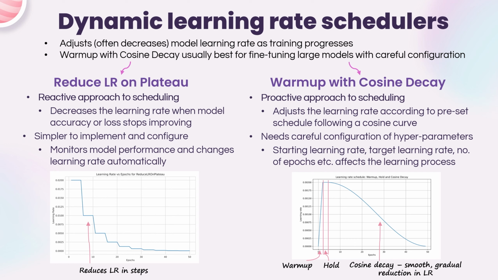It just steps down the learning rate quite quickly, in steps. And then for one with cosine decay, it takes a more proactive approach. So you need to plan it out in advance. And if you plan it in advance, you'll see how the curve gradually and smoothly reduces the learning rate.